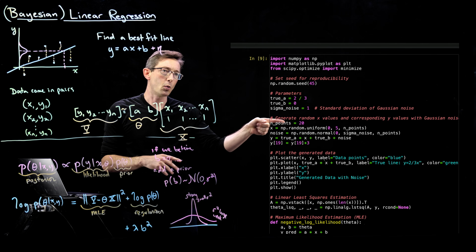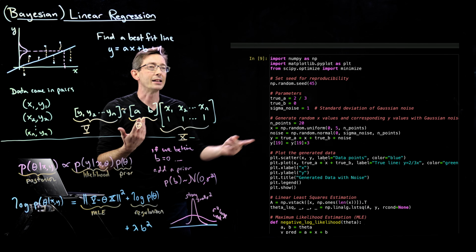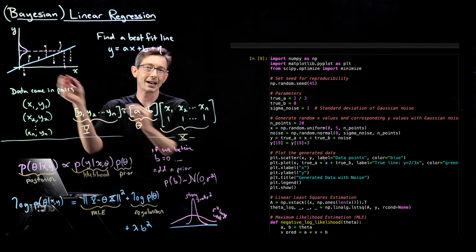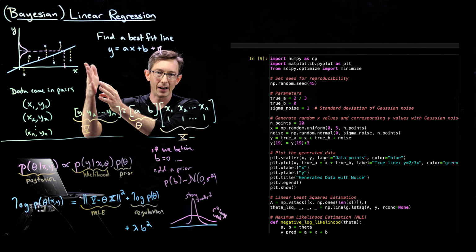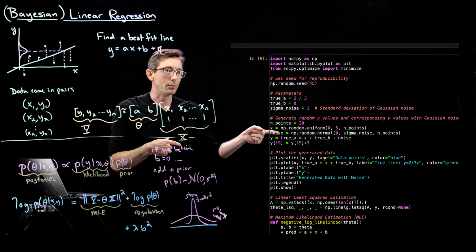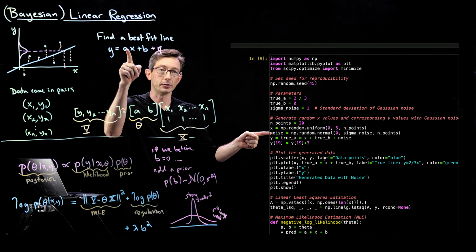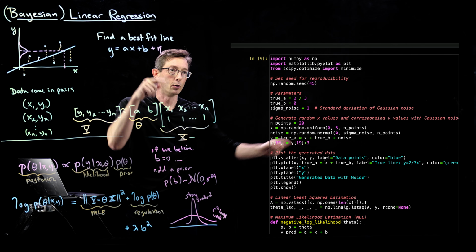And then we're going to generate 20 data points. It doesn't really matter how I sample x. Here I just uniformly pick a bunch of x points. And then what we do is we build y equal to ax plus b plus some noise.